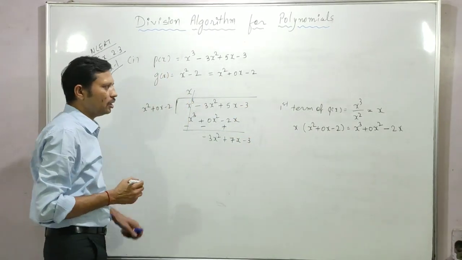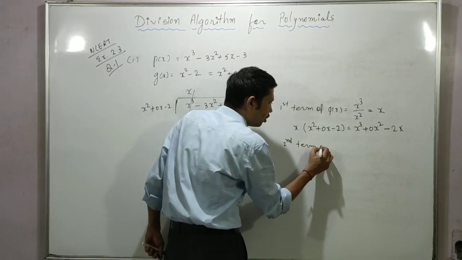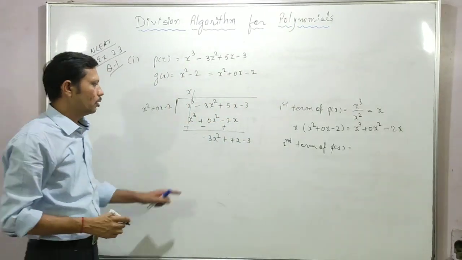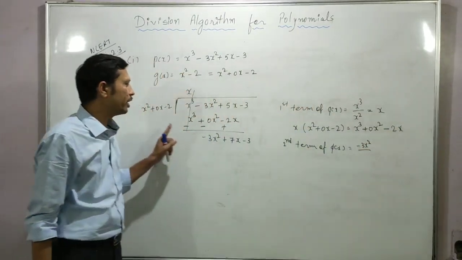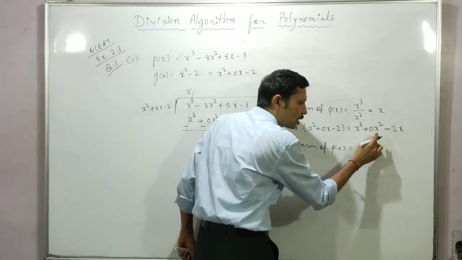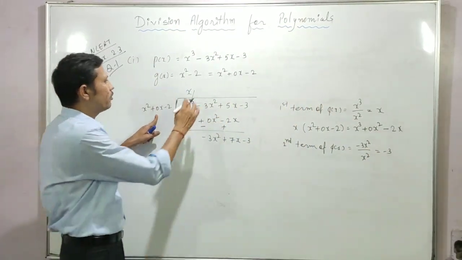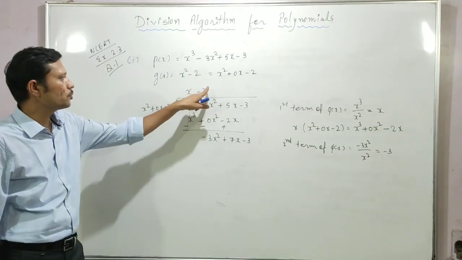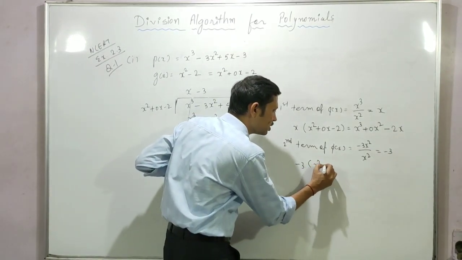Now again, the second term of the quotient. For that, the first term of the dividend should be divided by the first term of the divisor. So we can say x square cancels out. So what is left? Minus 3. Now your divisor is multiplied with the second term of the quotient, and this product should be written down here. So minus 3, take the product with the divisor.